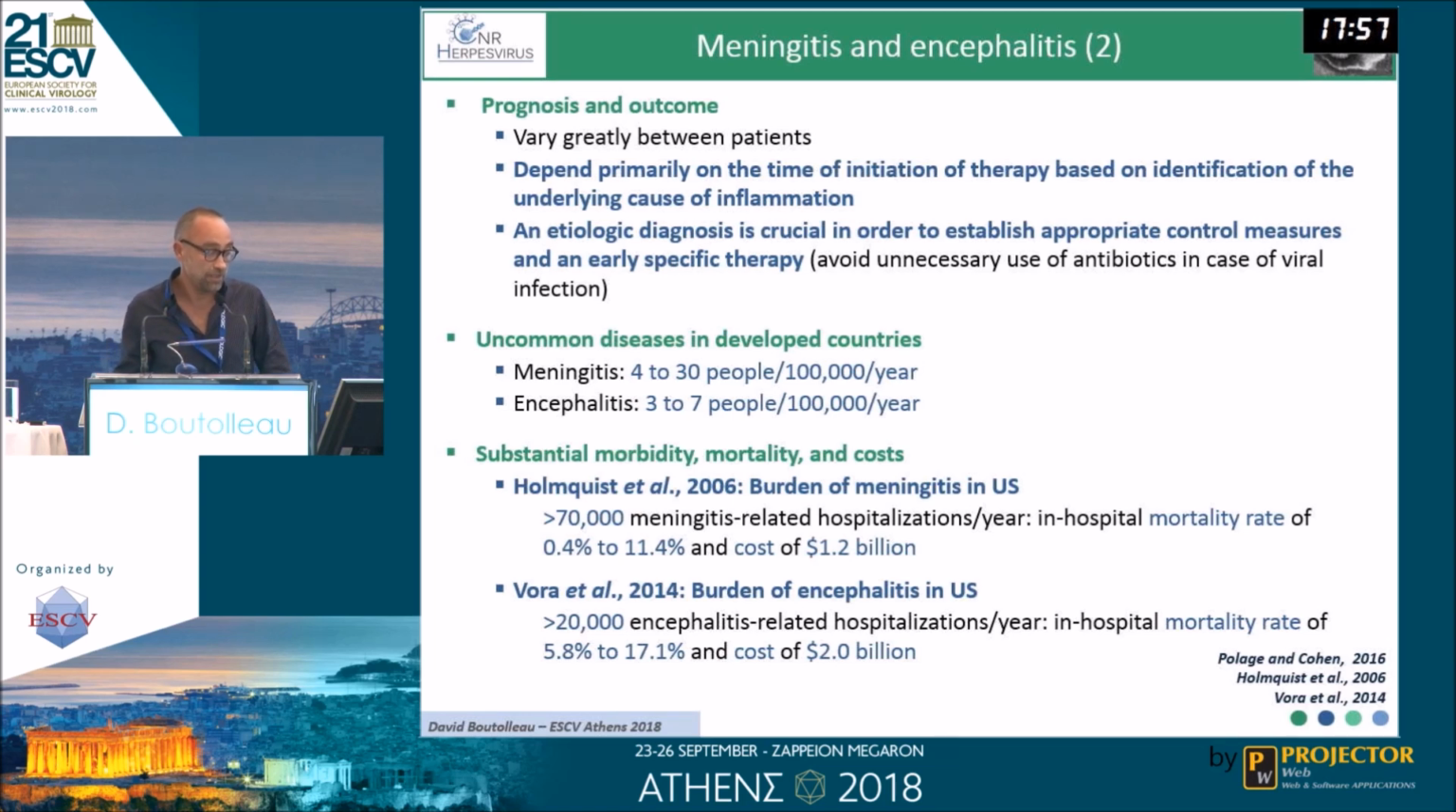Here we have the incidence of meningitis and encephalitis, but they remain associated with substantial morbidity, mortality, and costs. Here are presented two studies performed in the United States regarding the burden of meningitis and encephalitis. As you can see, the mortality rate ranges from 0.4 to 11.4% for meningitis, with an estimated cost of 1.2 billion. For encephalitis, the mortality rate is 5.8 to 17.1%, and the cost is almost $2 billion.